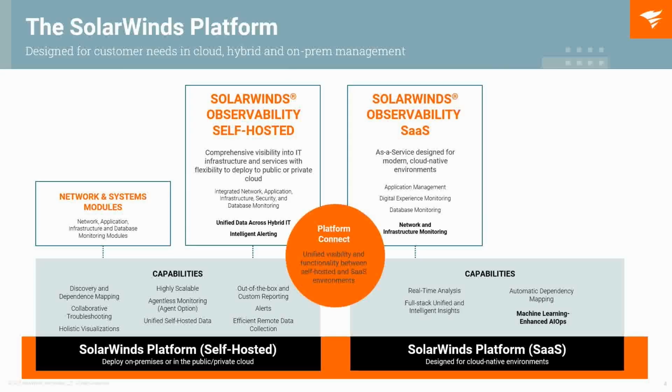Platform Connect bridges the gap between the self-hosted and the SaaS platform. For organizations operating in hybrid environments, Platform Connect links SolarWinds Observability Self-Hosted and SolarWinds Observability SaaS offerings. It has unified monitoring. It can import network devices and entities from self-hosted to the SaaS platform for centralized visibility. And it has advanced AI-driven alerts. You can leverage AIOps and machine learning from SaaS to enhance anomaly-based alerting in the self-hosted platform, reducing noise and improving alert accuracy.